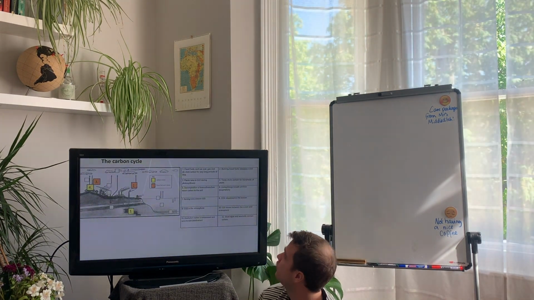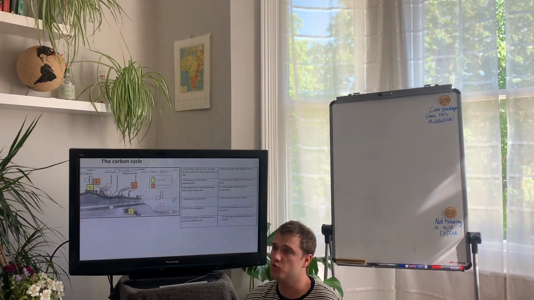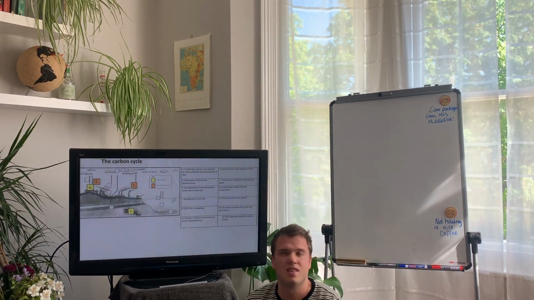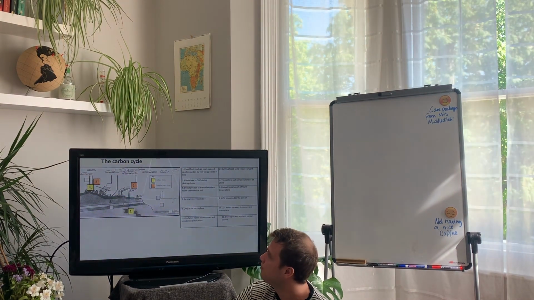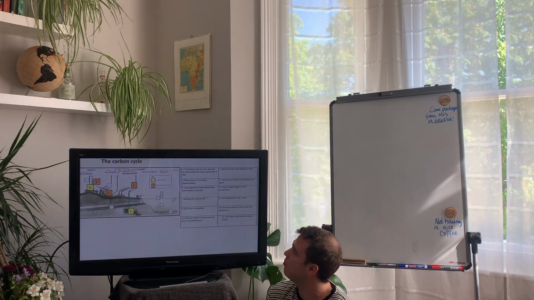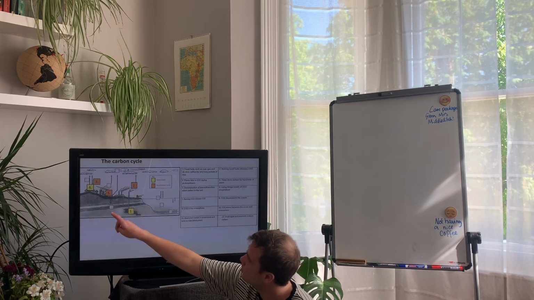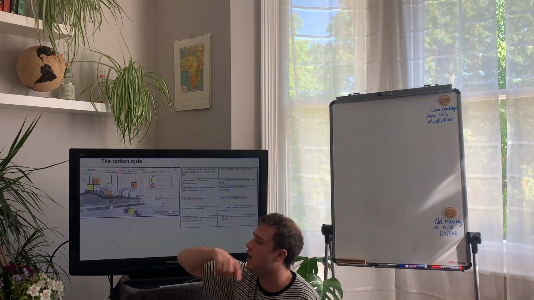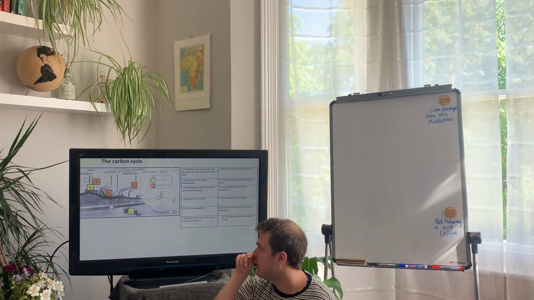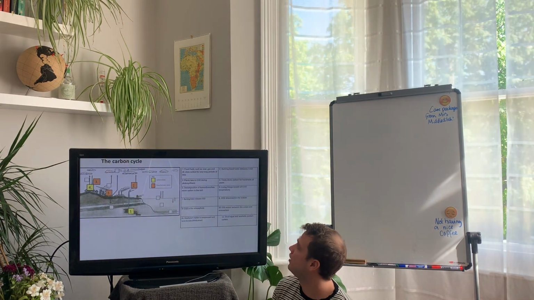Number 4, trees store carbon for hundreds of years. So within trees, there are huge amounts of carbon held in the roots, in the bark, in the twigs, in the leaves, okay? So this is a store of carbon. Number 5, decomposition of leaves and branches returns carbon to the soil. So as the trees rot, leaves fall down, they decompose, and it puts carbon back into the soil, and this is another flow.